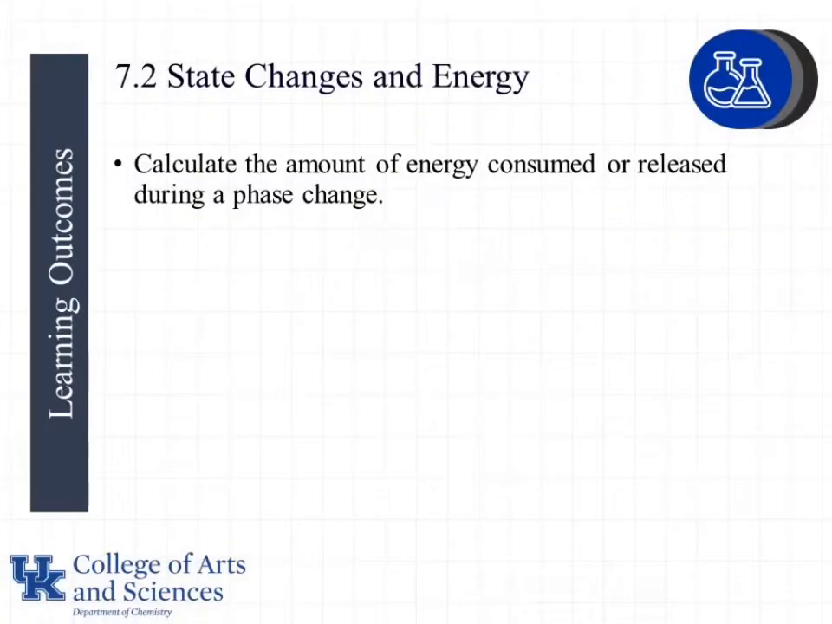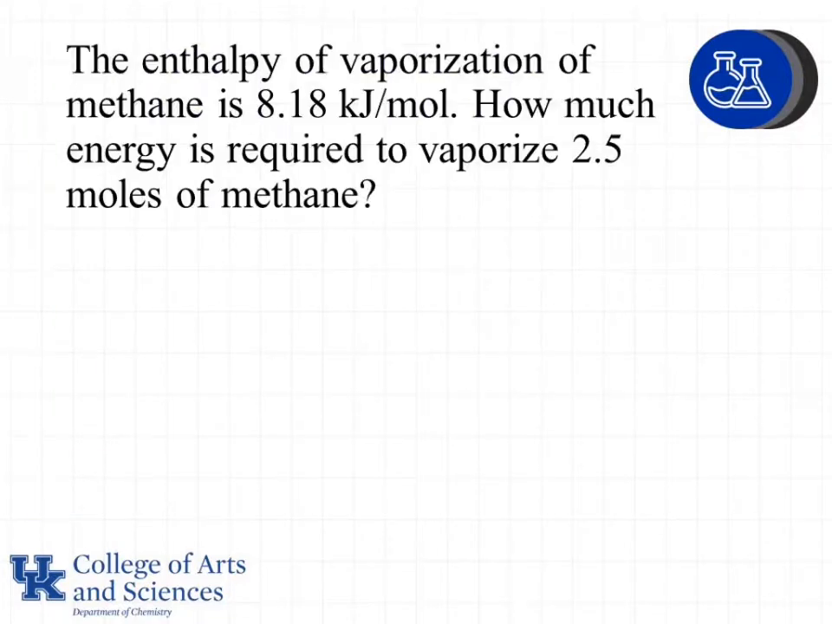In the previous lesson, we looked at the enthalpy of fusion and vaporization. Now we're going to look at some examples of how we use that information to calculate the amount of energy consumed or released during a phase change. The enthalpy of vaporization of methane is 8.18 kilojoules per mole. How much energy is required to vaporize 2.5 moles of methane?